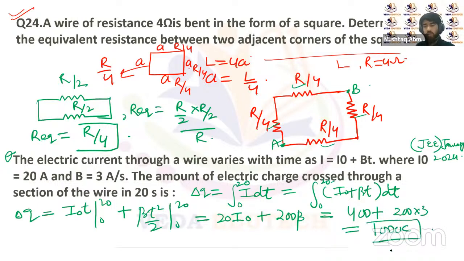So the amount of charge flown during this time is 1000 coulombs. So 1000 coulombs will be the answer for this question.